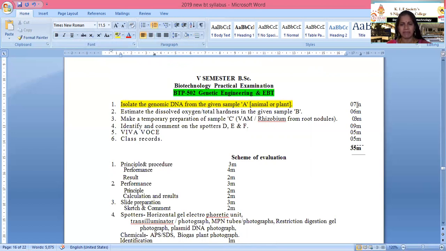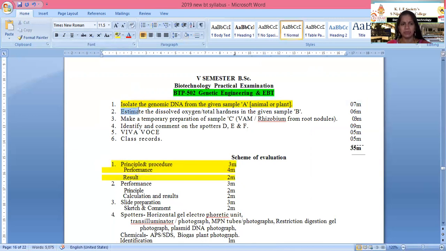This carries 7 marks. Here you need to write the aim, the procedure in the form of a flow chart, then you need to write the result and microscopic view, or whatever is applicable. For example, if you are isolating genomic DNA, there is no microscopic view, you just need to note the result. They have given the scheme of evaluation also. Principle and procedure 3 marks, performance 4 marks, and result carries 2 marks. You should keep this in your mind.